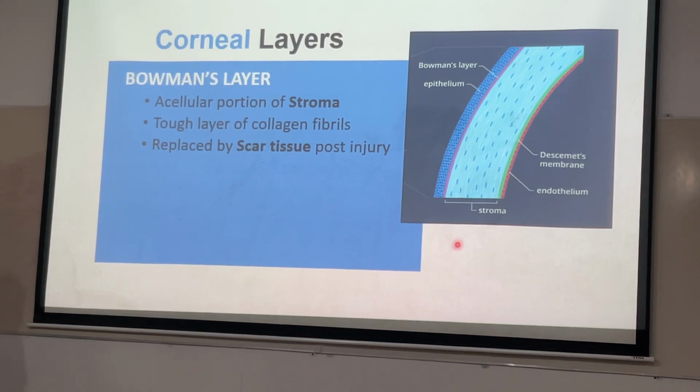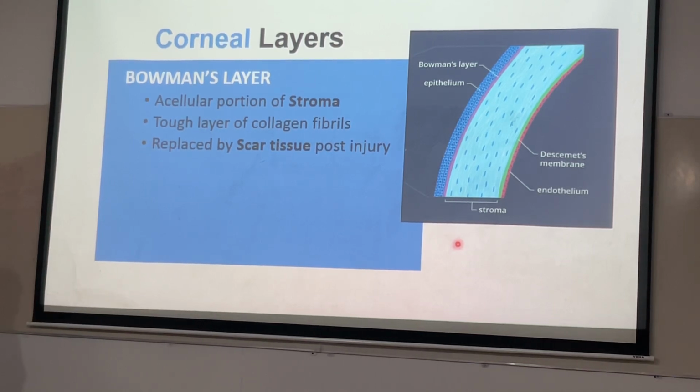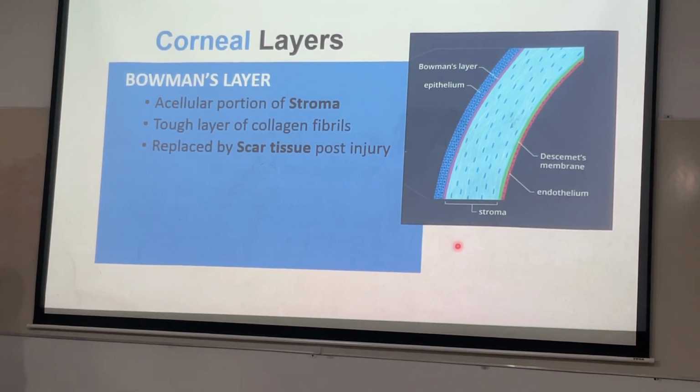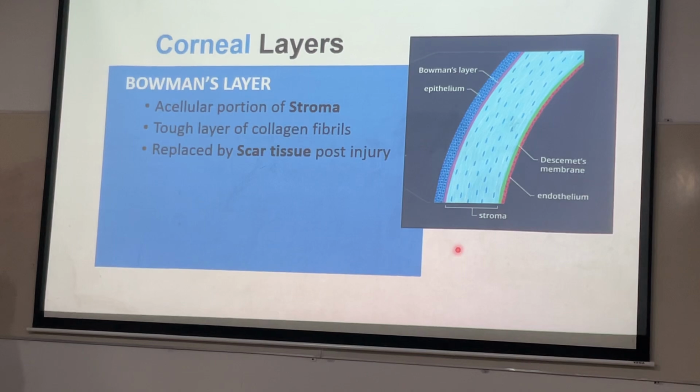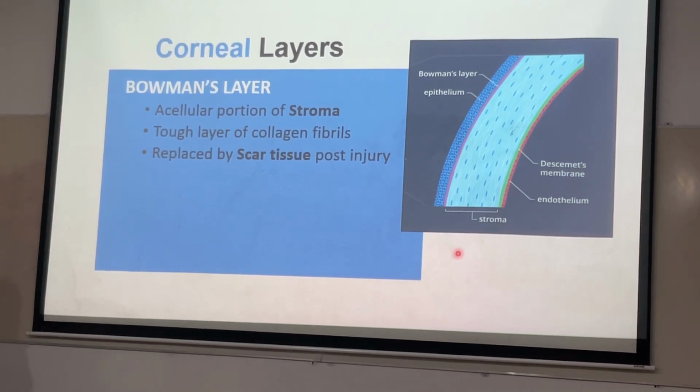So if you see a cornea, which is normally clear, and you see whitish structures, that means the Bowman's layer has been violated, and when it healed, it developed into a scar tissue.